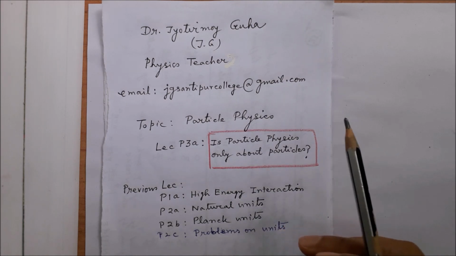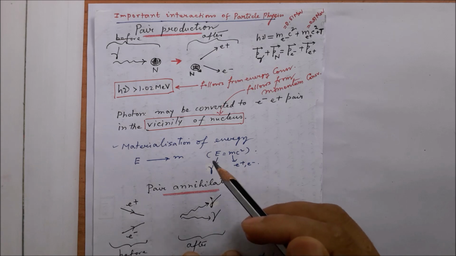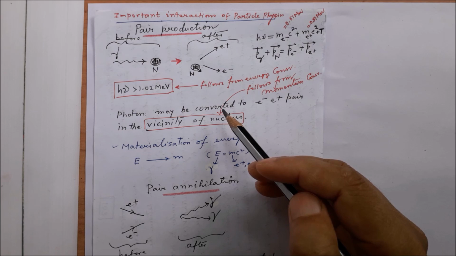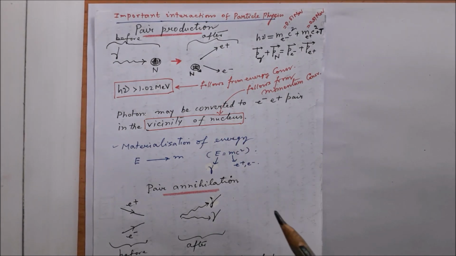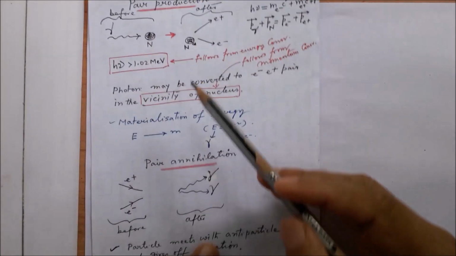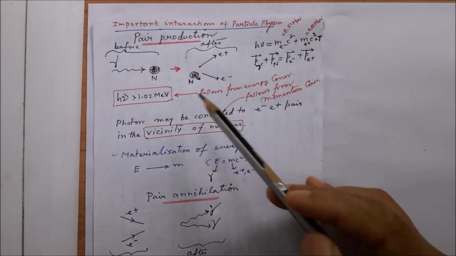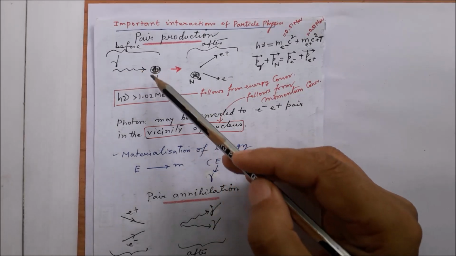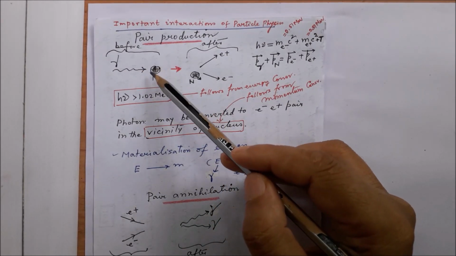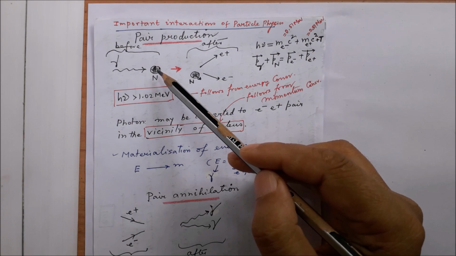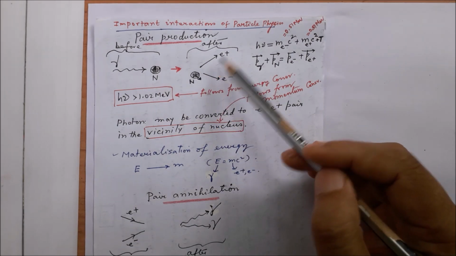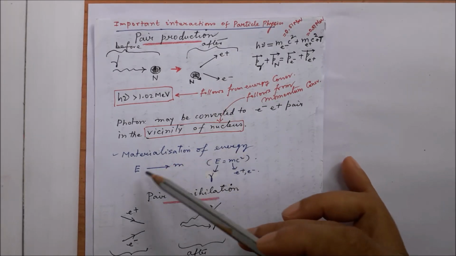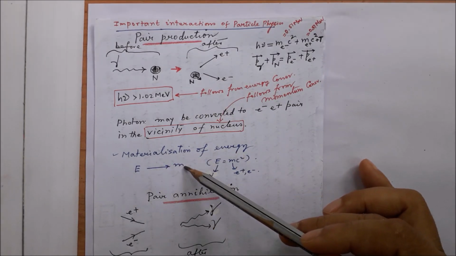So let us start. Let us speak of two very important interactions in physics. One is pair production, the other one is pair annihilation. In the phenomenon of pair production, a photon impinges on a nucleus and gives rise to matter. So this is materialization of energy, where radiation is converted into mass.